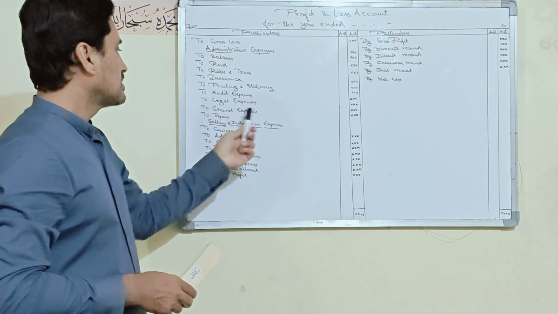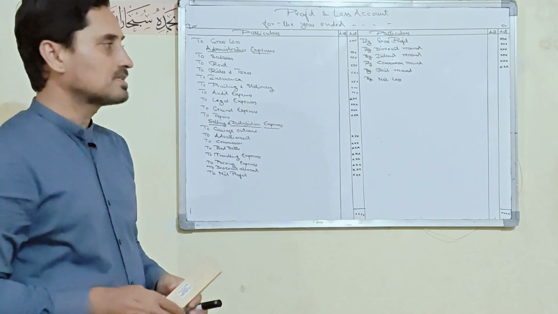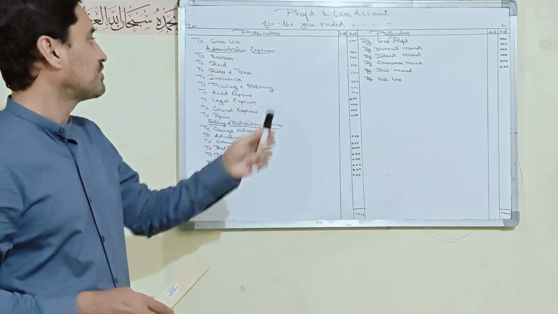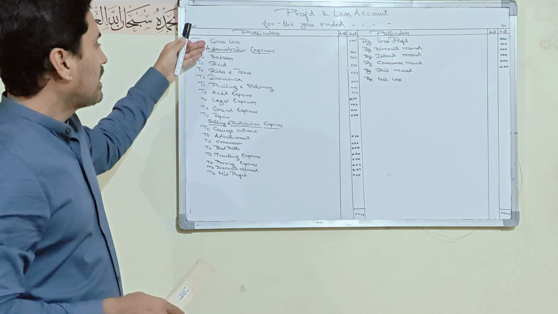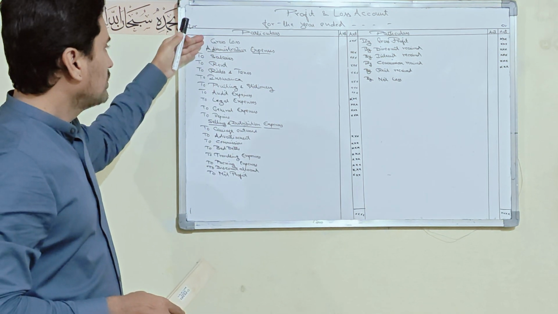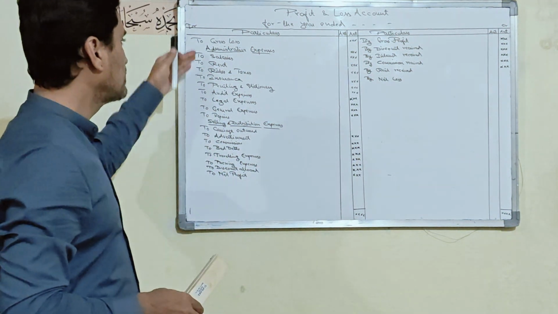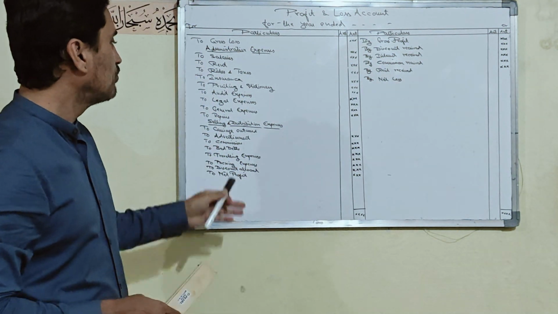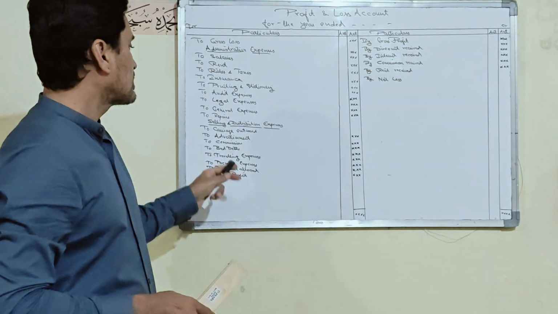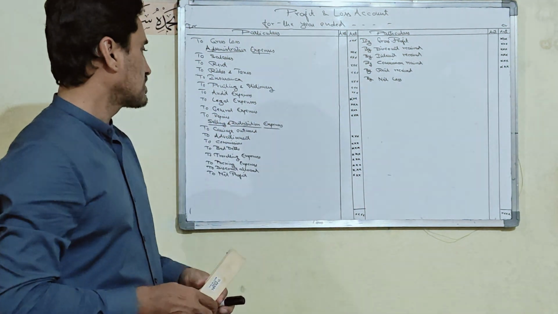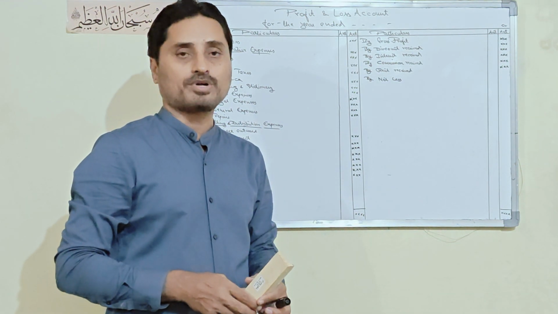Similarly, legal expenses, general expenses, and repairs. These all are indirect expenses. Therefore, all these expenses will appear on debit side of profit and loss account. These all are administrative expenses, office related expenses. Beside these office related expenses, some more expenses will appear in profit and loss account, and those expenses are selling and distribution expenses. These are those expenses which we incurred on selling our product.